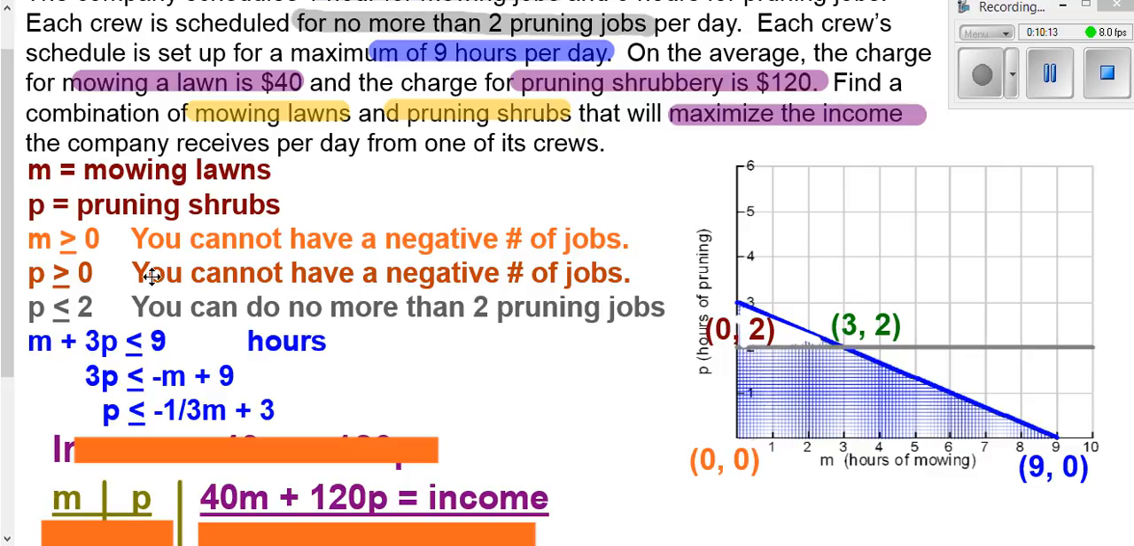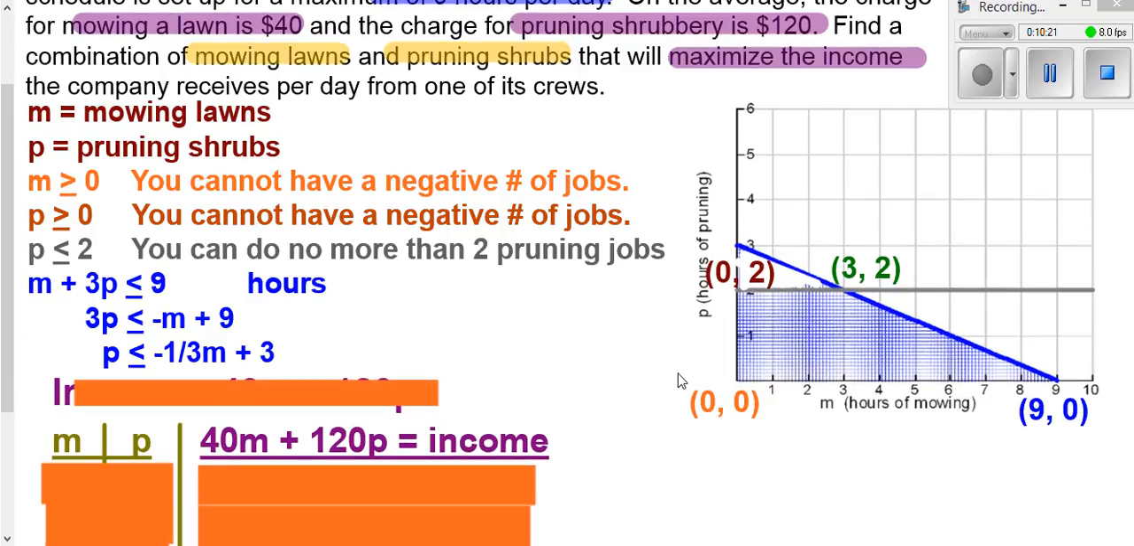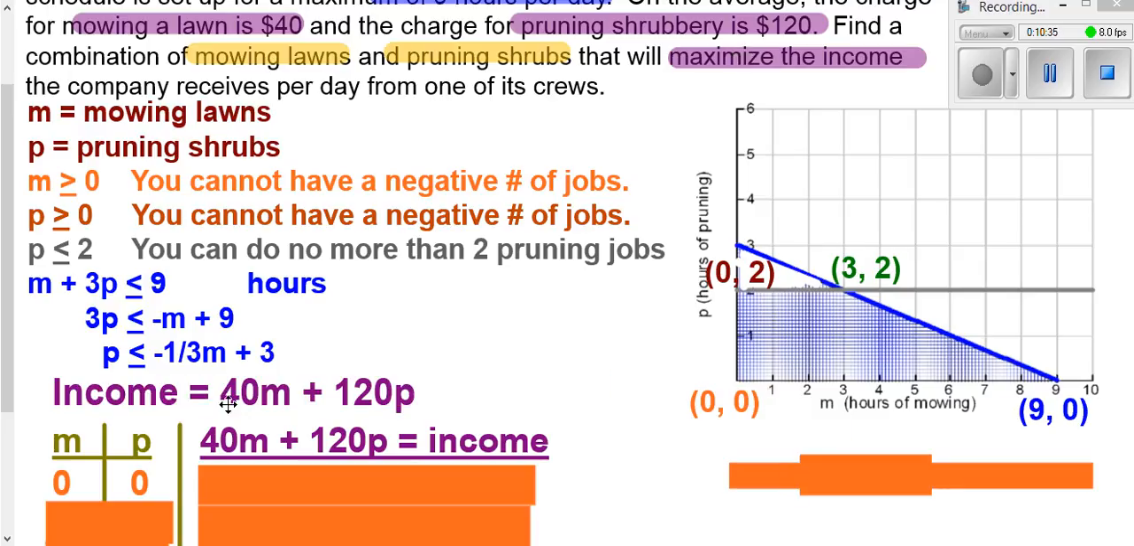So now shading where all 4 of these overlap, I then want to write down my corner points, which I have right here. And I want to put those corner points in my chart. Now, the income up here in purple, that's what we're trying to maximize. It's $40 for each mowing job, plus $120 for each pruning job, and that's my income.